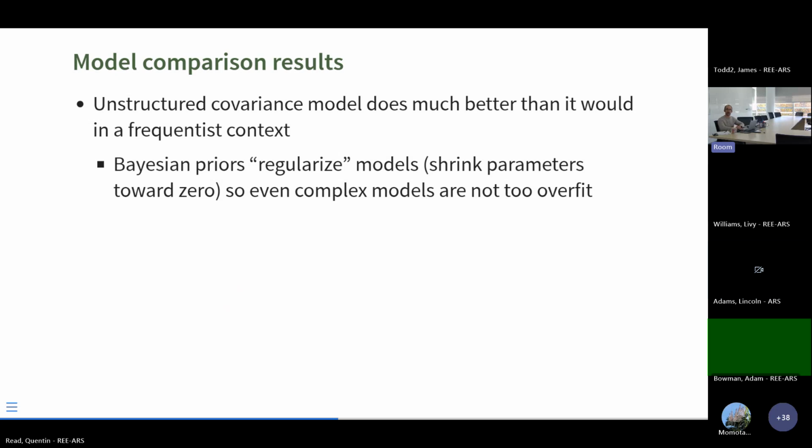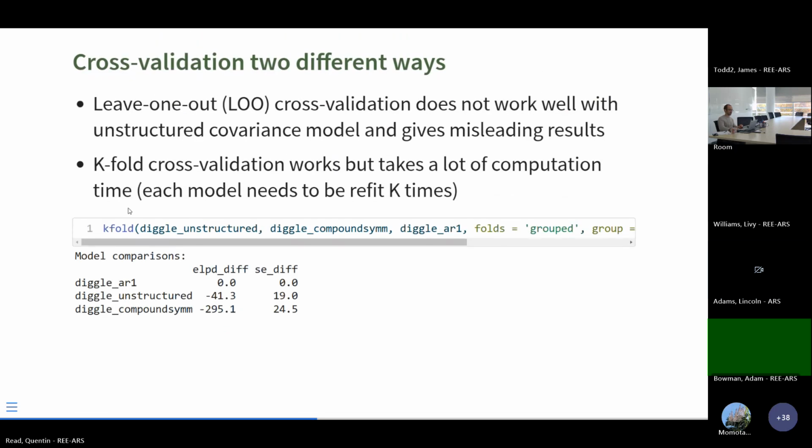I also want to mention another point: I kept telling you how terrible the unstructured covariance model would be because it has hundreds of parameters. That would be the case, especially in classical statistics. But because we use the Bayesian prior to shrink the parameters, the Bayesian approach can do okay with even very complex models like unstructured covariance and not overfit the data too much. So actually, the unstructured covariance model was not the worst one. It was second best.